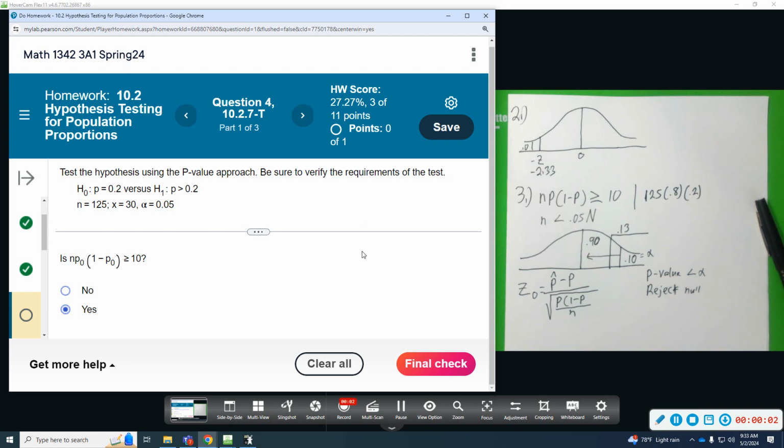All right, number 4, we're going to test hypothesis using the p-value approach. So this is similar to what we just did in number 3. That information is still here, and we're just going to go through and do the StatCrunch. It says be sure to test the requirements. Here they are asking us to verify that n times p naught times 1 minus p is greater than 10. So we're going to check that that is the case.